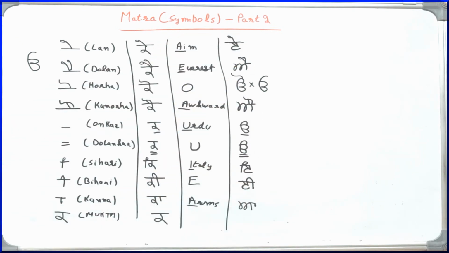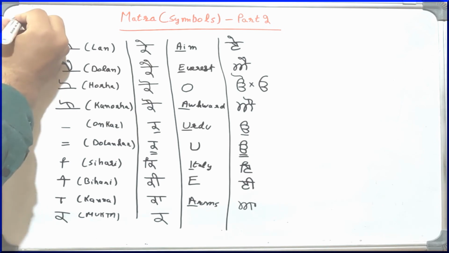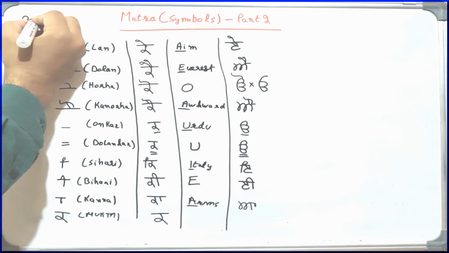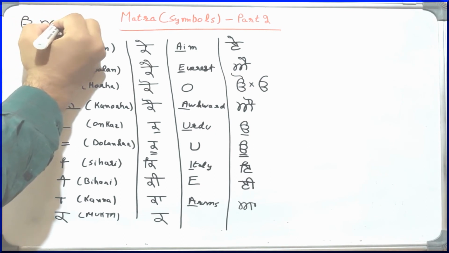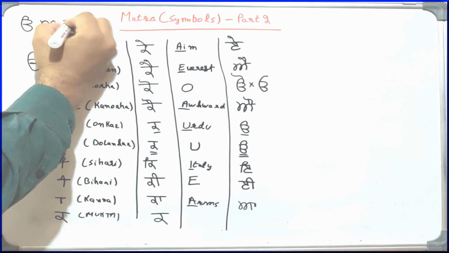If you look at the sounds represented by the Gurmukhi letters, what will you find? What is the common thing that you find here? The common thing is all the sounds of the matras are represented by the first three Gurmukhi letters. Uda, Ada, and Ed.